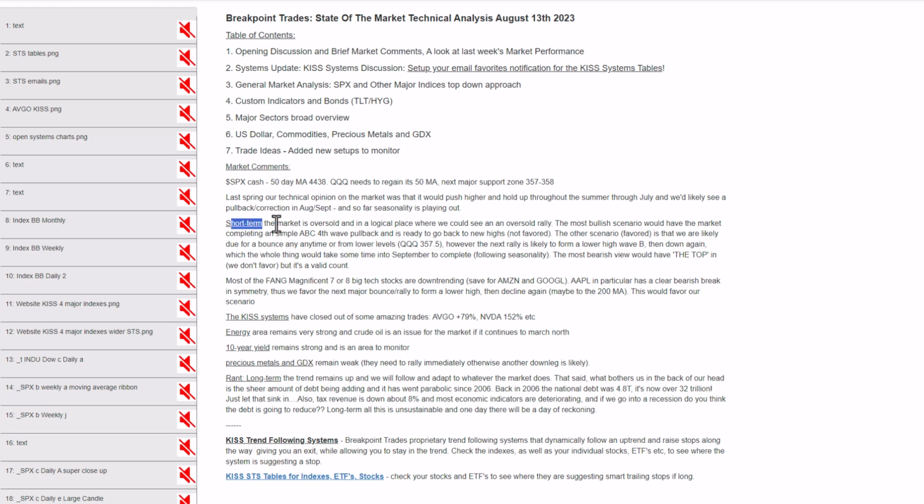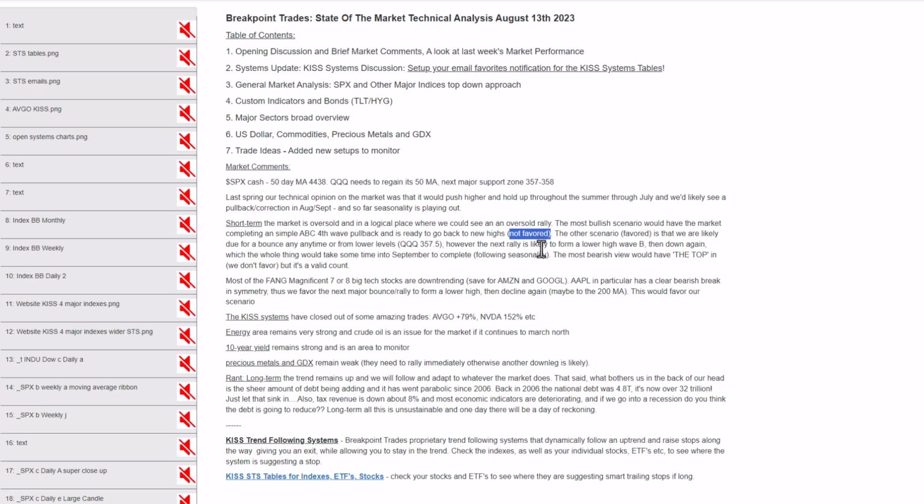Now, short term here, the market is quite oversold, and it's a logical place for us to see an oversold rally. The most bullish case would be that we've completed a simple ABC fourth wave pullback and we're ready to go to new highs. We don't favor that. The other scenario which we favor is that we're likely to bounce here or maybe from a little lower prices. Then we'll rally and form a lower high and sell down again. Probably the whole thing would take into the September timeframe.